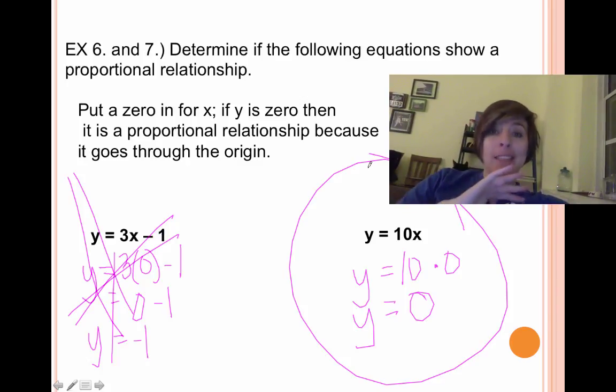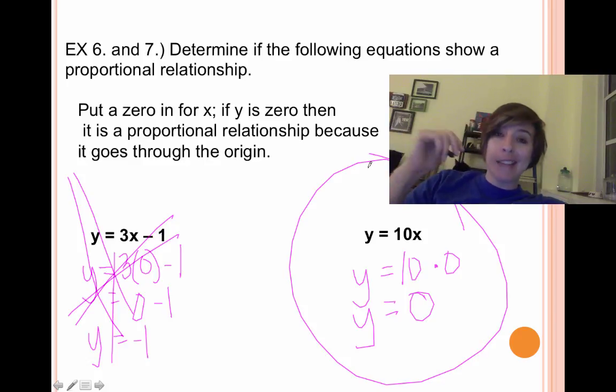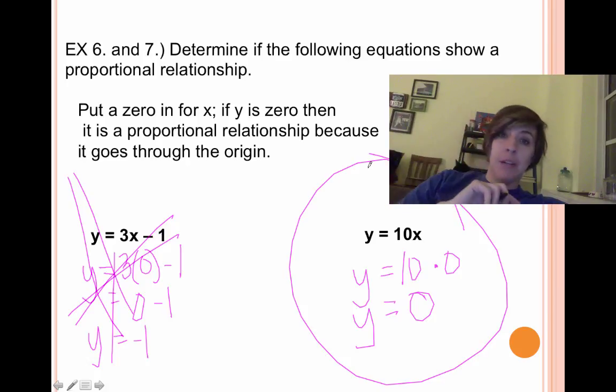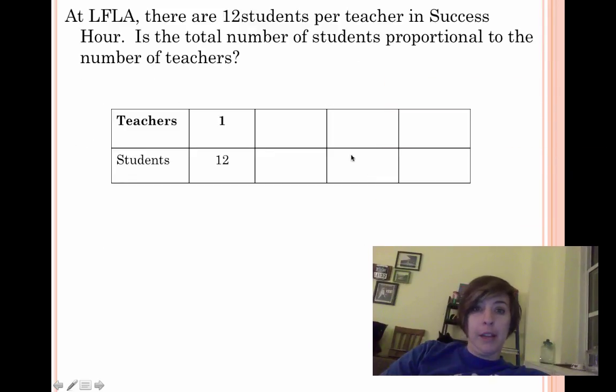That's all you got to do, guys. To discover if these things are proportional, it's crazy, stupid, easy. Does the graph show a straight line that goes through the origin? If you put 0 in for x, does y equal 0? All right, so let's see here. Let's talk about tables.